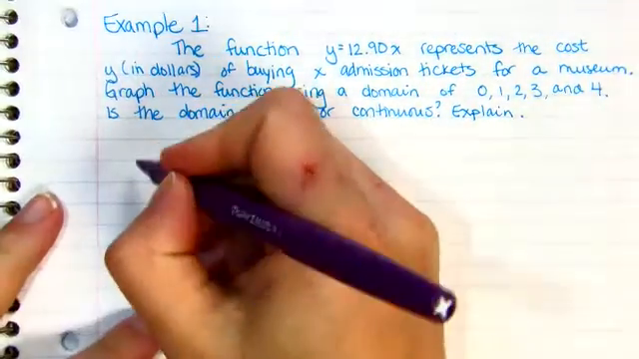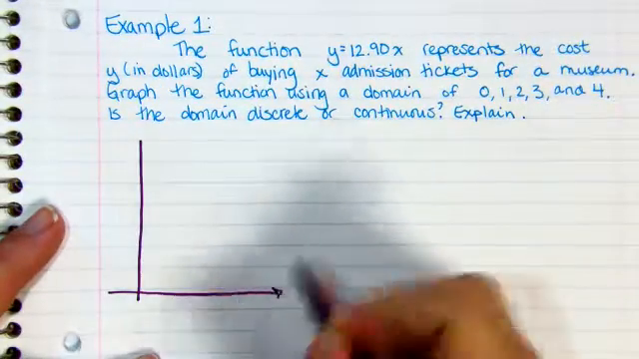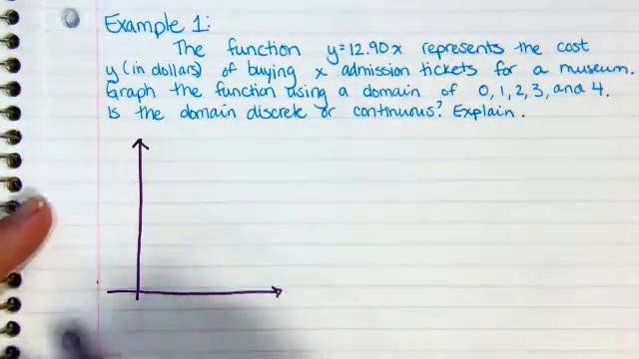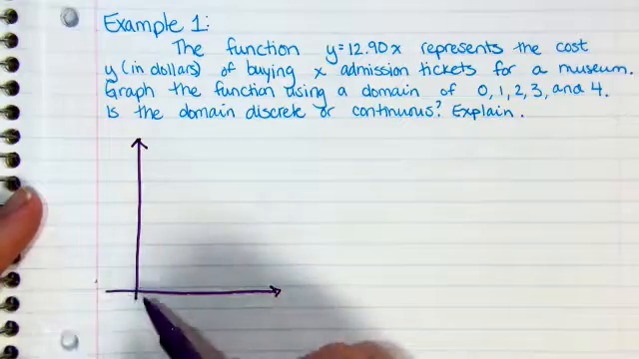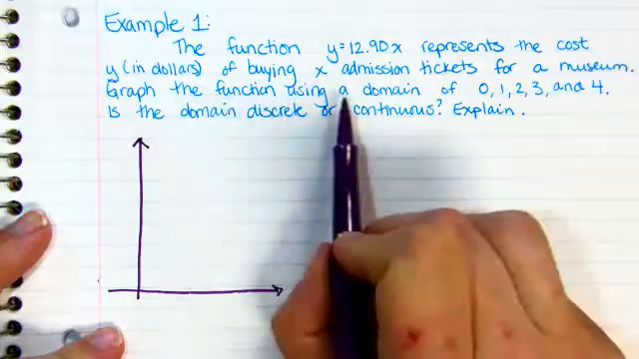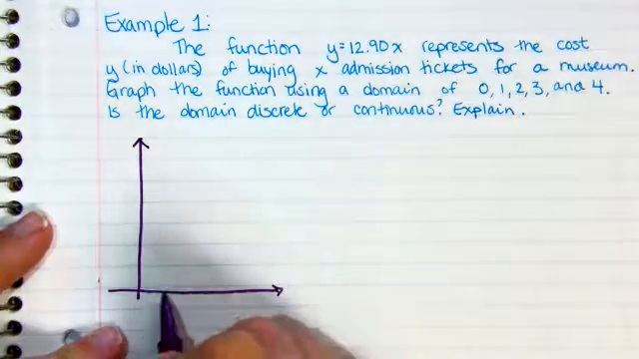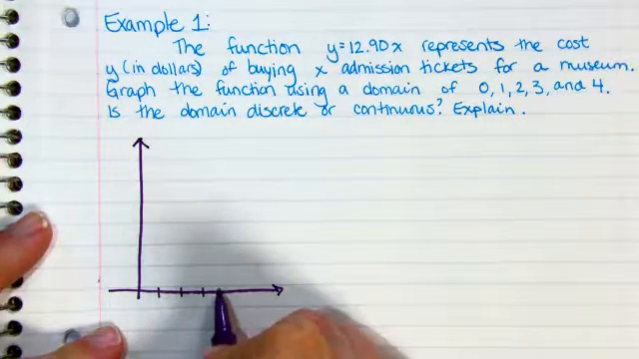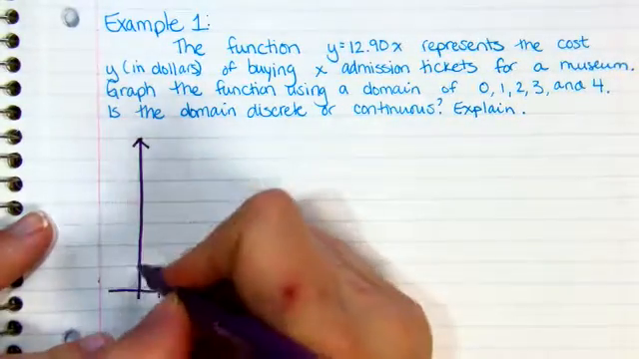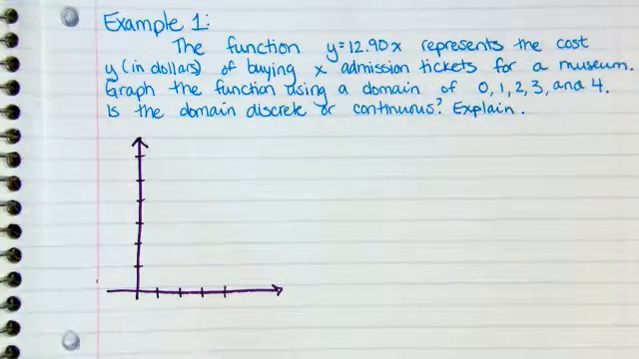So if I wanted to graph this, I would sketch a quick coordinate plane. Because I'm talking about tickets, I can't have a negative number of tickets, or I'm not going to spend negative money. So I only need to worry about quadrant 1. And I'm graphing using the domain of 0, 1, 2, 3, and 4. So my inputs are 0, 1, 2, 3, and 4. And then let's just count by tens. 10, 20, 30, 40, 50, 60. That should be high enough.